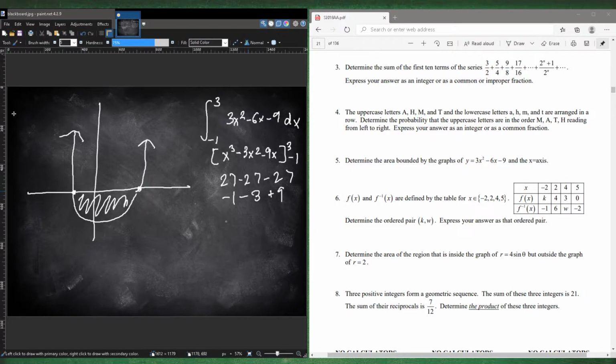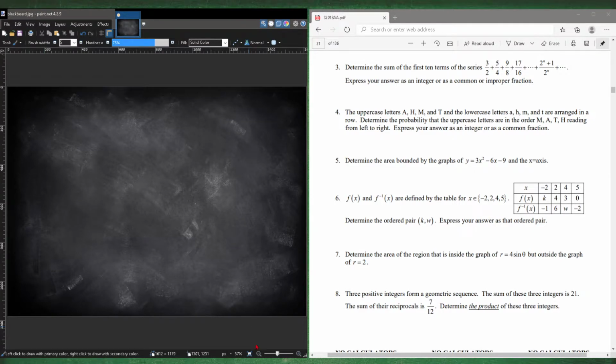So the first number is going to be negative 27. The second number is 5. So negative 27 minus 5 is negative 32. Make it positive, which is 32. And that is your answer for number 5. And that's all you have to do. You just need to understand calculus, and that's one of the basic integrals.